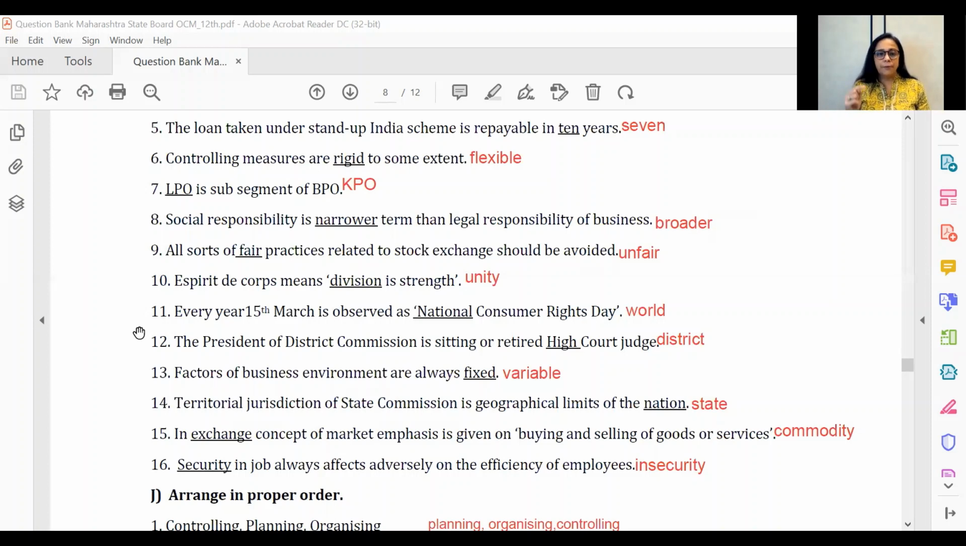Okay. The President of District Commission is a sitting or retired judge of the District Court, not the High Court. So we know the President of State Commission is the sitting or retired judge of High Court. The President of National Commission is the sitting or retired judge of the Supreme Court. Okay. 13th one, factors of business environment are always fixed. They're not fixed. They keep changing as per different needs, different time, and that's why they are variable.